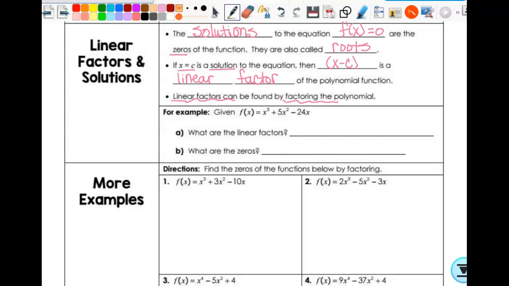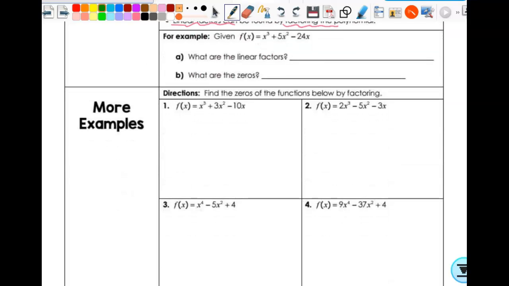All right, so let's see. It says given this, what are the linear factors? So in order to find that, I need to factor it. We always look for a GCF. GCF is x. That leaves me with x squared plus 5x minus 24. A is 1, so this makes this super easy to factor. This is x, and this is x.